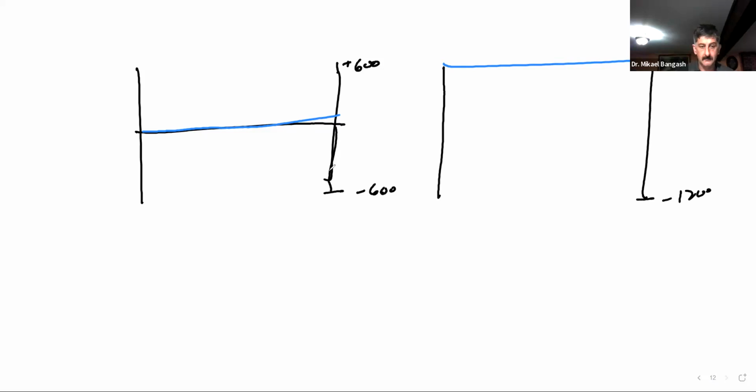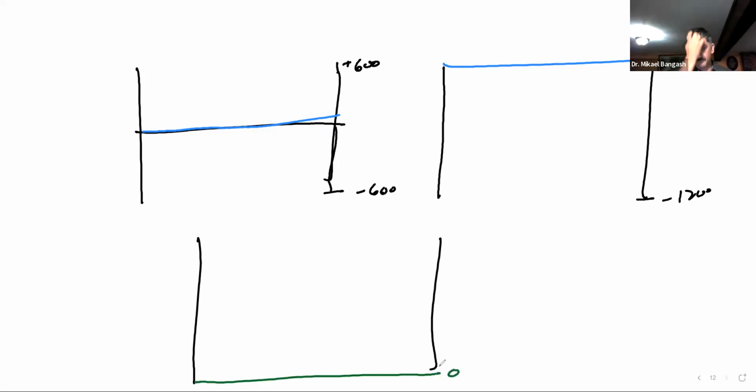Or on the other side, can we bring the baseline all the way down here? So this becomes our new baseline, and then this becomes plus 1200. Did that make sense?